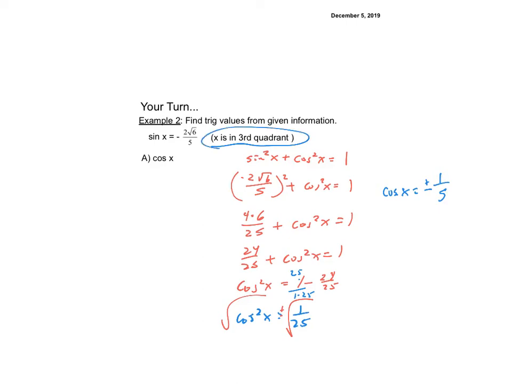It says x is in the third quadrant. So this is just regular, it's not half angle. So this is the third quadrant. What are the signs down here? Your cosine is negative and your sine is negative. So we have to pick the negative. So our cosine of x is negative 1/5.